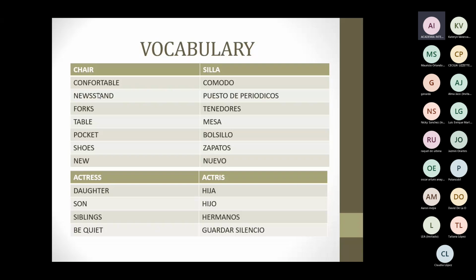Okay, be quiet. For example, in school, when students are making noise, and the teacher says, "Hey, be quiet, students. Guarden silencio, ¿verdad? Be quiet and guardar silencio." Are expressions that are very important to know.